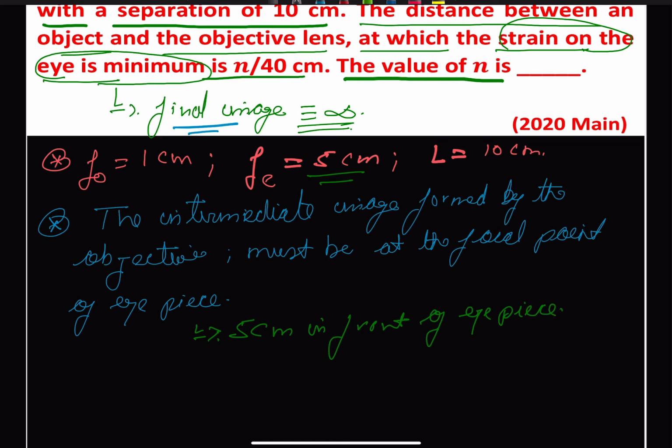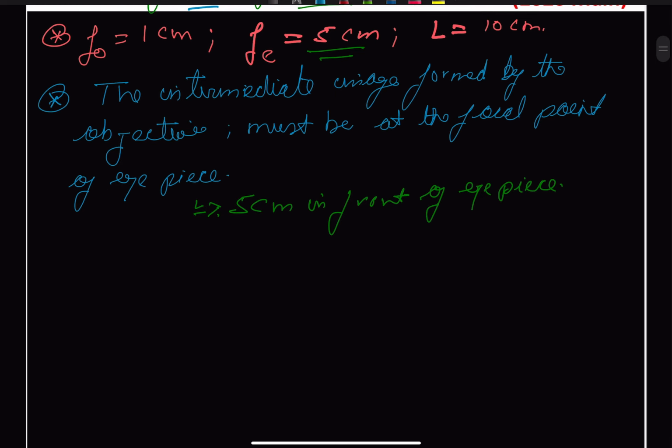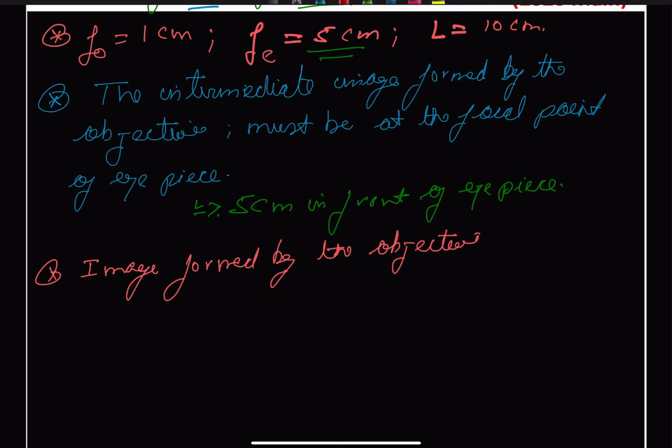So we can say that the image formed by the objective lens, its distance if given as V0, then V0 will be equal to total length minus focal length of the eyepiece, which comes as 10 minus 5, giving us 5 centimeters.